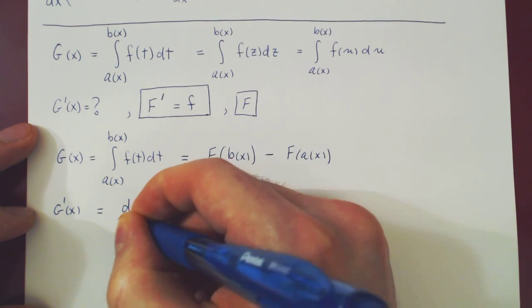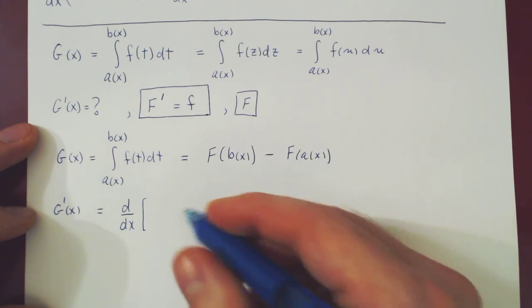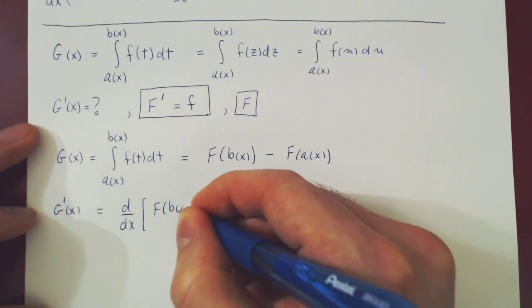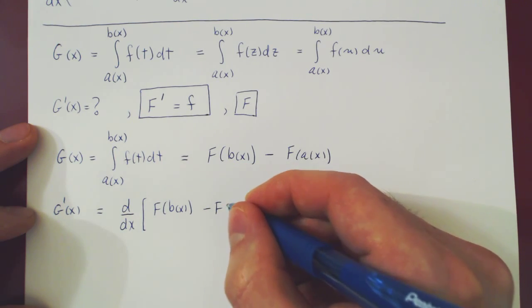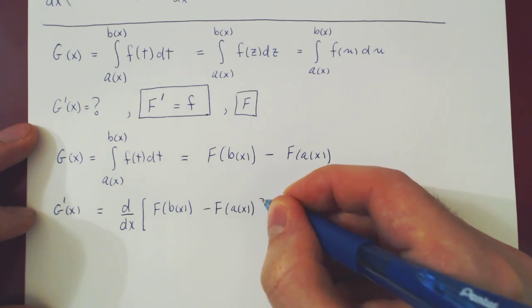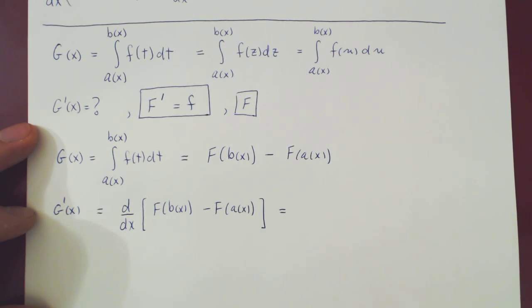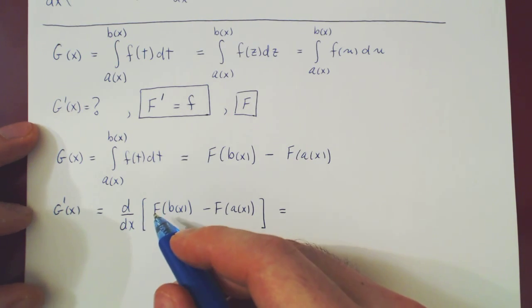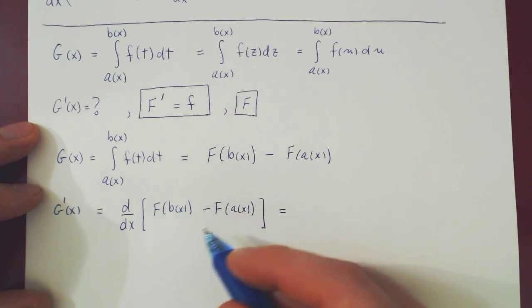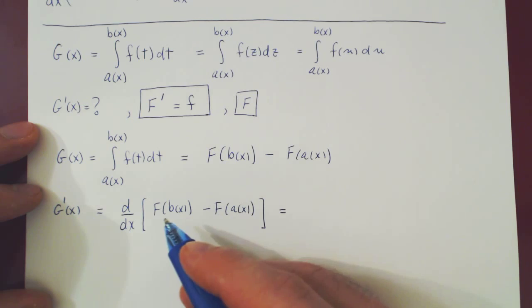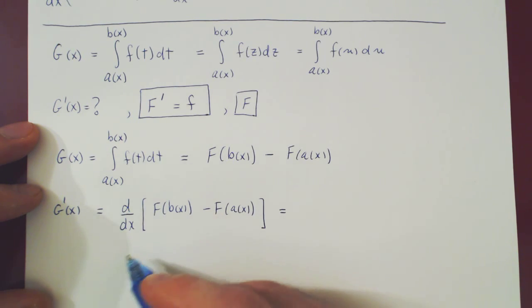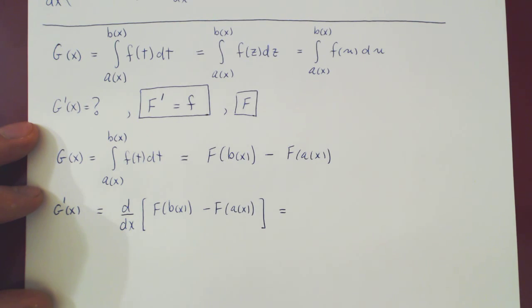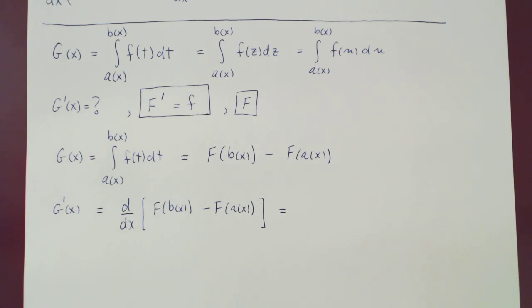So we want the derivative of F of b of x minus F of a of x. And all we've got to do here is differentiate carefully, remembering the chain rule. As we have a composition, this is F of b of x, this is F of a of x. So we have in both cases a composition, so when we differentiate, we must apply the chain rule. The chain rule says, as you remember, or you should remember, you differentiate from the outside function and you work your way inward to the inner function.